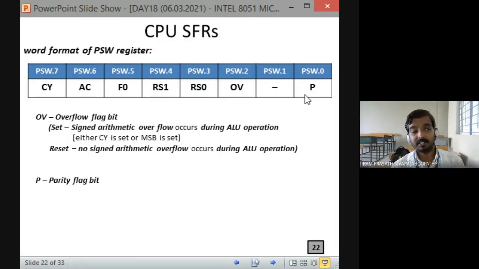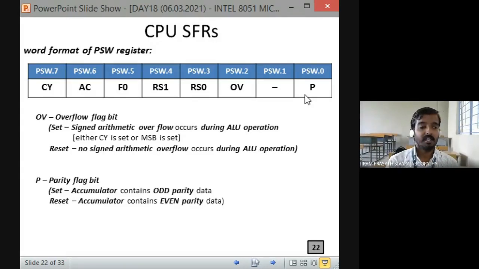Okay, the last bit is the parity bit. It is in the reverse way. In 8085, odd parity means reset, even parity means set. When will the parity flag get set in the 8085 microprocessor? In the case of 8085, the parity flag gets set for even parity, but here it is reverse. Odd parity is 1, even parity is 0.